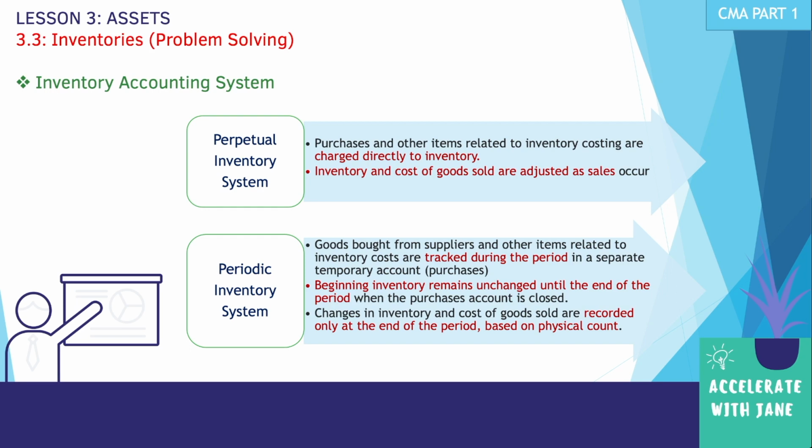So we are saying here that any changes in inventory and cost of goods sold are only recorded at the end of the period, and that is based again on physical inventory count. So again, under perpetual inventory system, the inventory account itself is being recorded whenever there are purchases, and inventory and cost of goods sold are also recorded whenever there are sale transactions. On the other hand, under periodic inventory system, whenever there are purchases, only the purchase account is being recorded, and this is a temporary account, meaning the beginning inventory account remains unchanged. And then the inventory account and cost of goods sold account are only recorded at the end of the period, and that is based on the physical inventory count. So I hope that is clear.